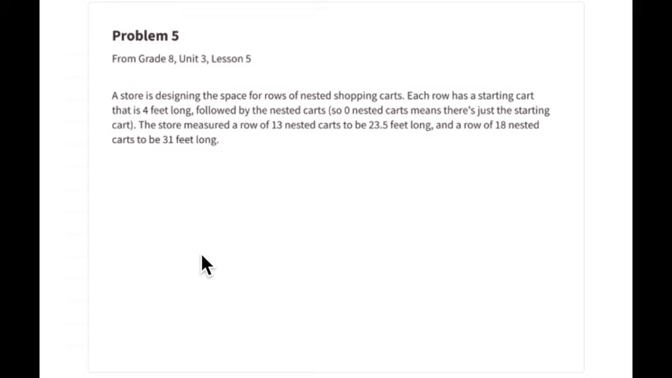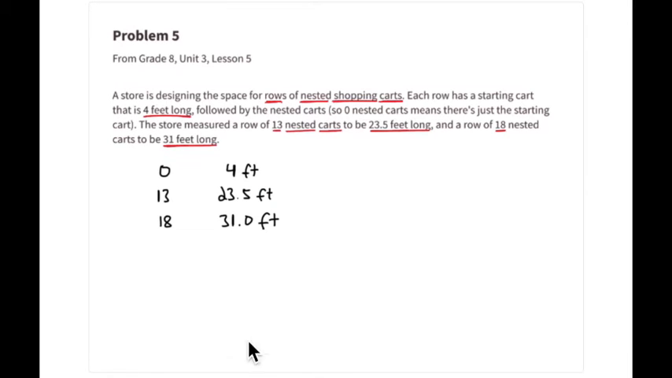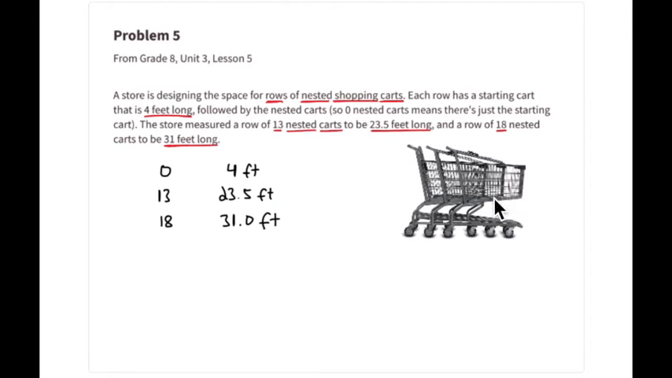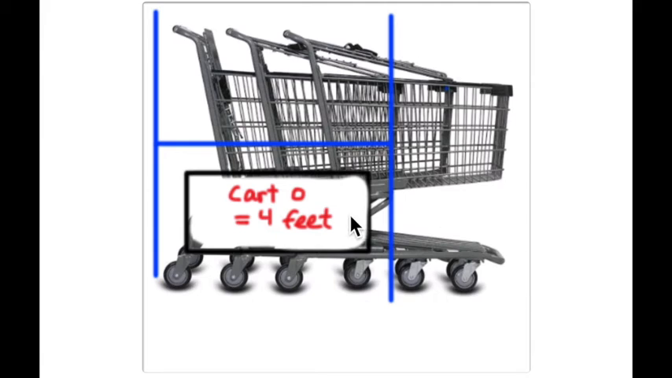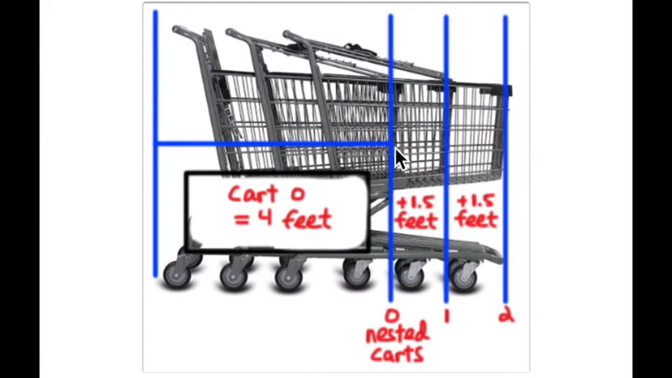So this is what nested carts looks like. When you take carts and you slide them one on top of each other, that's called nesting. So these are nested carts. So 0 nested carts, this cart right here. The first cart is 4 feet long. And then the next cart, I'm going to show you how you calculate this in a moment. They want to know what the length is of each nested cart that's added on, and that answer is 1.5 feet. So we're going to go over how you calculate that in just a moment.